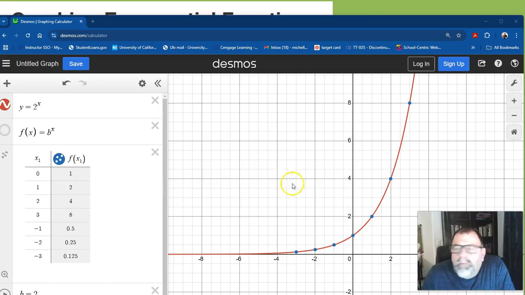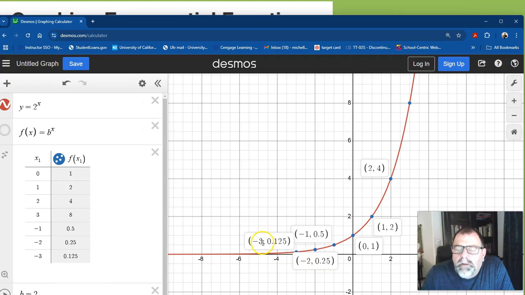Okay, so here's on Desmos, y equals 2 to the x, the one we just did by hand. So 0, 1, 1, 2 to the 1 is 2, 2 squared is 4. So the x is 2, and then it's 2 to the x, right? 2 to the third was 8. And then if we do negative 1, 2 to the negative 1 is 1/2, or 0.5. 2 to the negative 2 is 1/4, which is 0.25. And then 2 to the negative 3 would be 0.125 or 1/8.